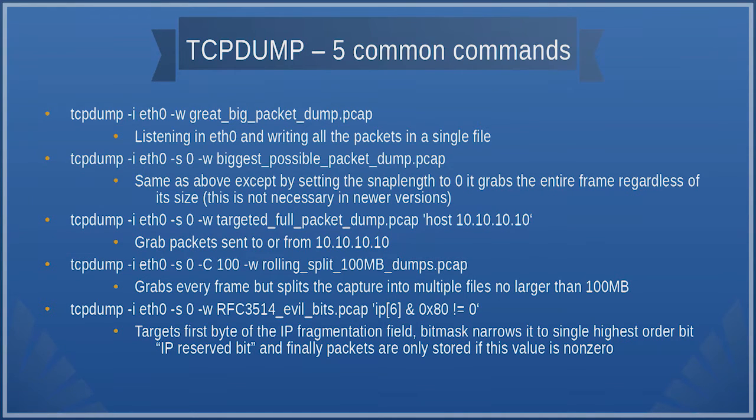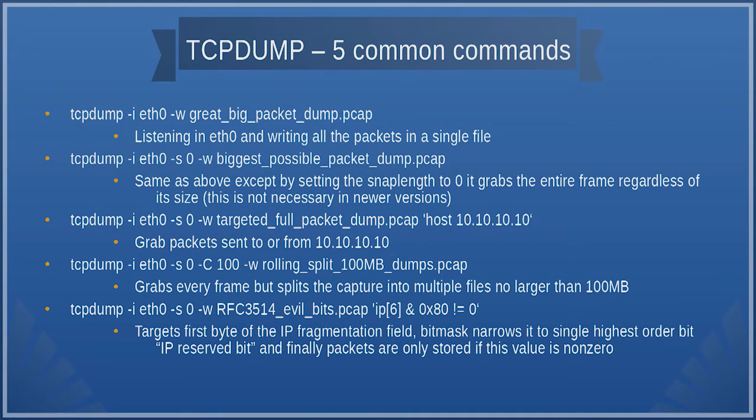where it says -w rolling_split_100MB_dumps.pcap. Essentially what it does is grab every frame, but split the capture into multiple files no longer than 100 MB. So, in this way you can capture the packets, write them to a particular file, and then do all sorts of filtering, etc. Each command tells you what you are supposed to do.